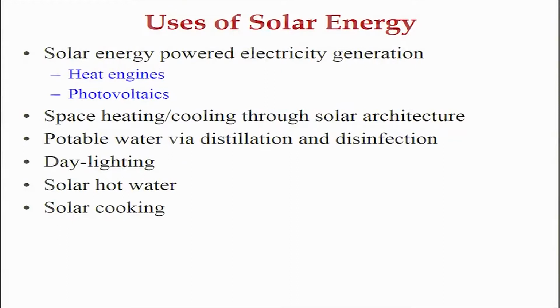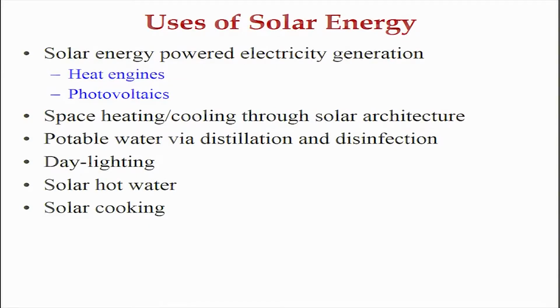So what are the uses of solar energy? Well, solar energy can lead to generation of electricity through two means. First is the use of heat engines, which is basically running the turbines, conversion of heat into electricity, and then use of photovoltaics, which is done by converting light into electricity. Solar energy can also be used to conduct space heating or cooling through solar architecture. It can also be used for disinfection of water via distillation or disinfection processes using UV.